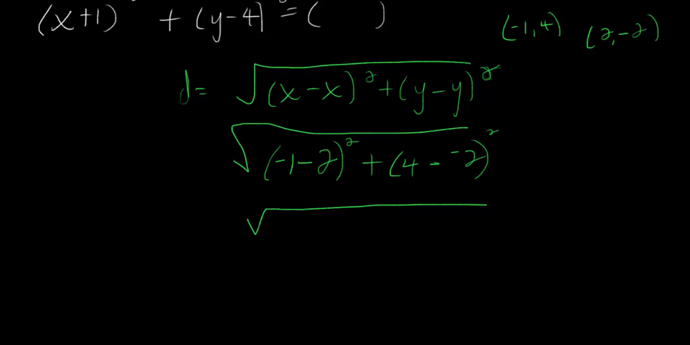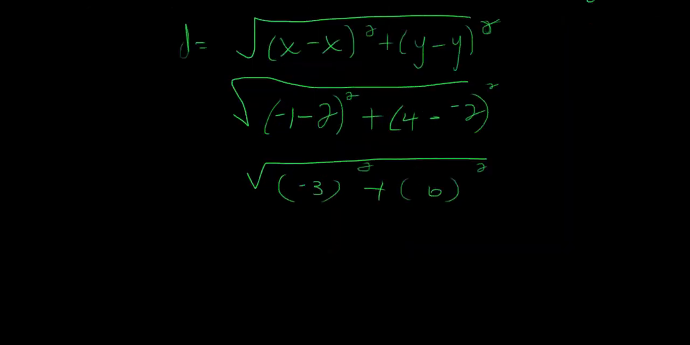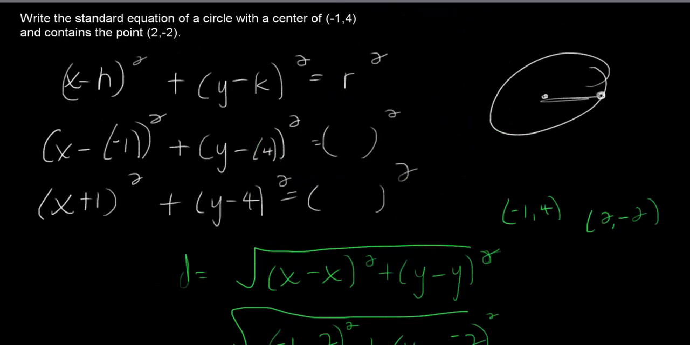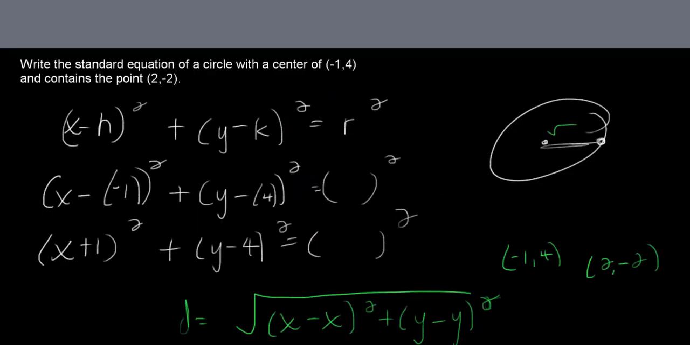-1 minus 2 is -3 squared, and 4 minus -2 is 6. We're going to square that, so moving forward. -3 squared is +9, and 6 squared is 36. So all of a sudden, the distance between those 2 points is the square root of 45. So this right here is the square root of 45. That's the radius.